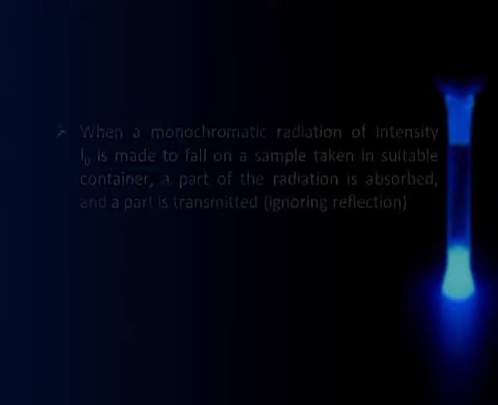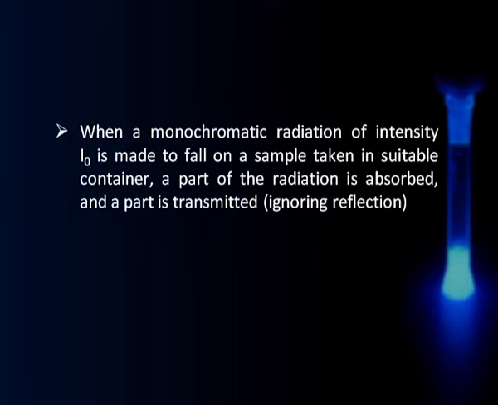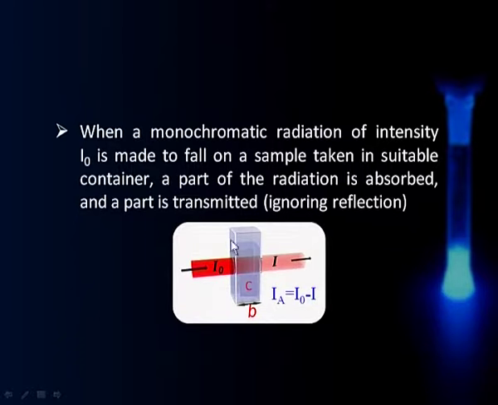Now, suppose I take a monochromatic radiation of intensity I naught and make it fall on some sample taken in a suitable container, something like this. You have a cuvette wherein a certain sample of, say, concentration C is there, and I am trying to shine radiation of intensity I naught on it. What can happen is that part of that is absorbed by the system and the rest comes out as transmitted radiation.